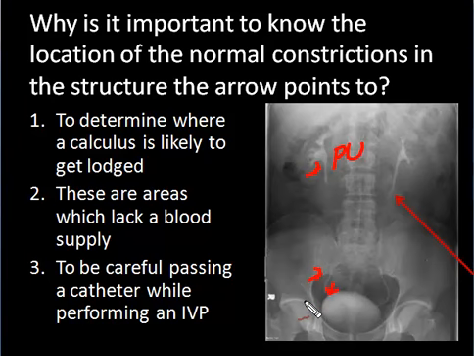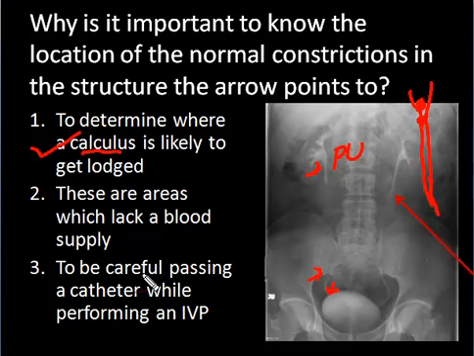So these are the three constrictions, and the reason why you want to know that is, let's look at the choices. To determine where a calculus is likely to get lodged. This is the correct answer, because if somebody had a kidney stone, which is what a calculus is called, since the ureter is normally constricted at these points, there's a constriction, and then again there's a constriction like this. So if there's a stone, as the stone gets passed down, it's likely to get caught at points where the ureter is narrow. So this is the correct answer to this question.